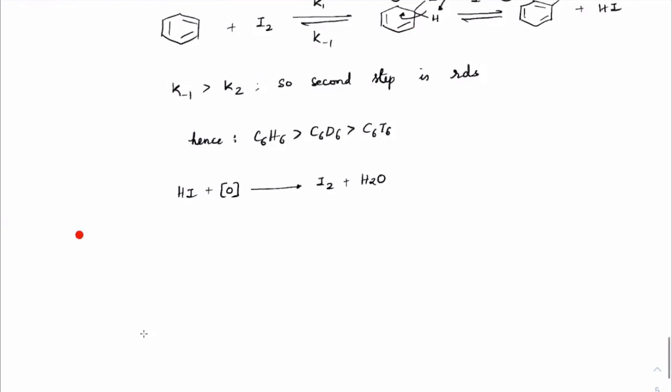Now, what are these oxidizing agents? Oxidizing agents which we can use are HNO3, right? HIO3. We can use H2O2 peroxide. We can use HgO. All of these can act as a source of oxidizing agent.